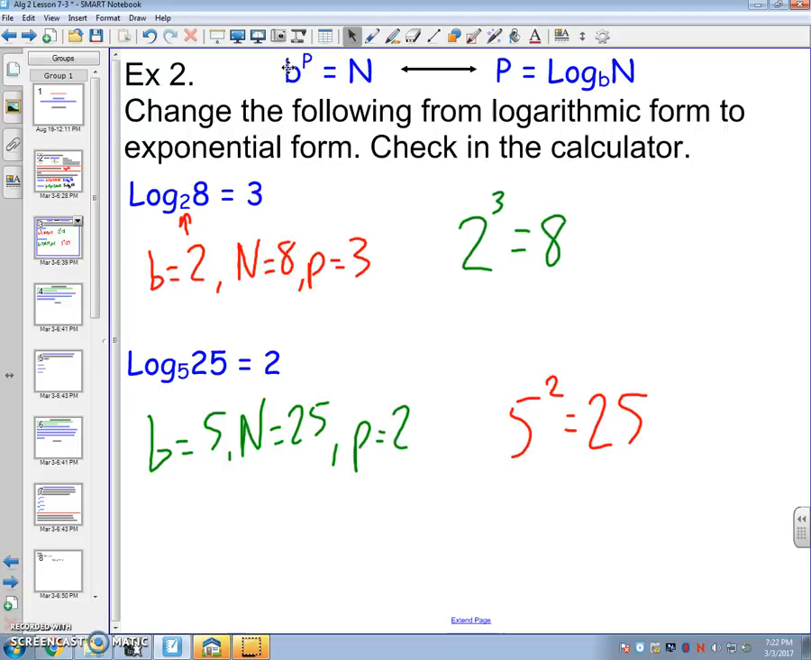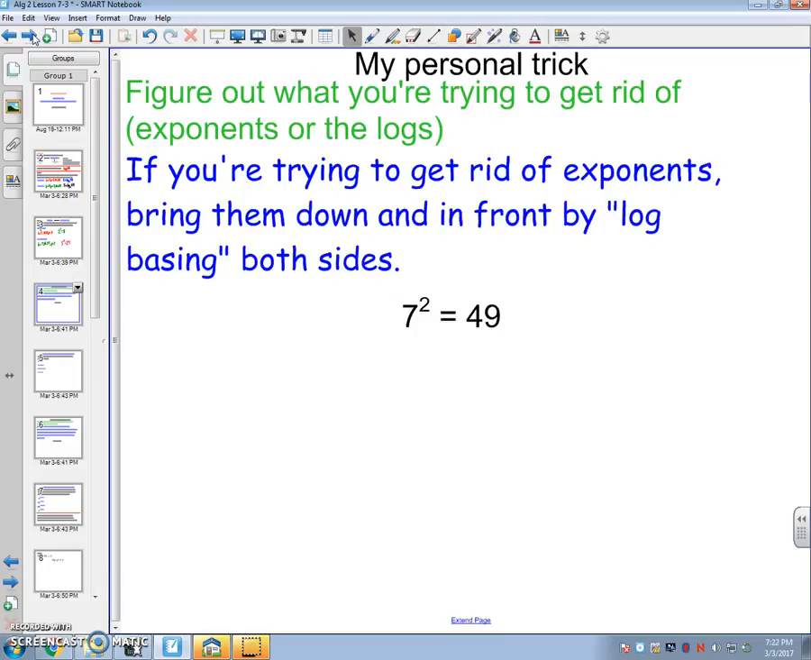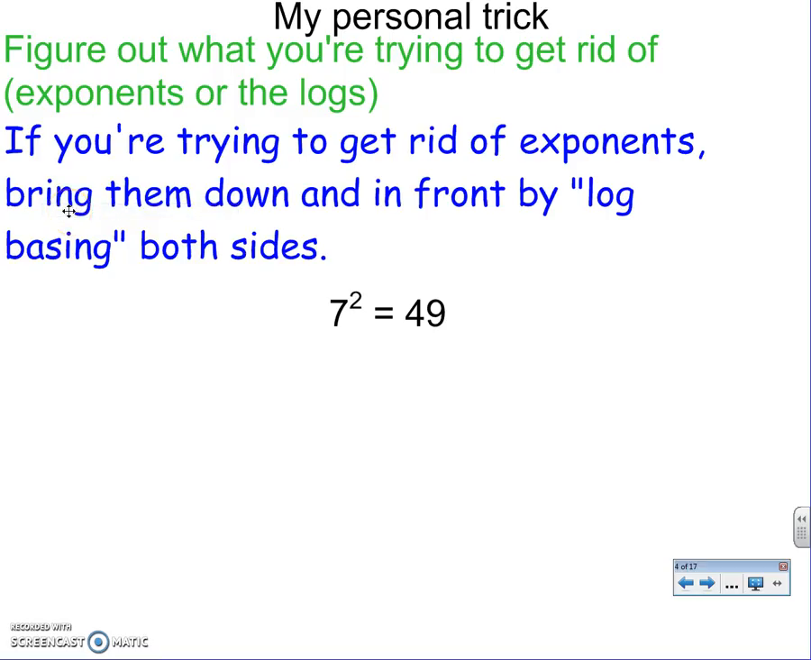Right, so if you memorize that formula, that's fine because you need to switch back and forth a lot. However, I do not actually use that formula. I don't memorize it. I have my own trick that my teacher showed me. So basically, you figure out what you're trying to get rid of.